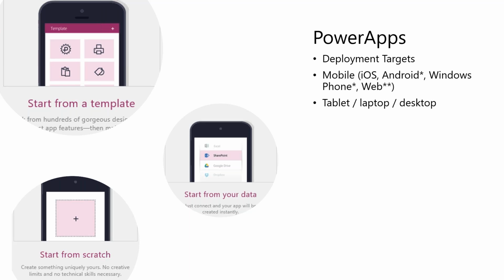In the pictures here, you can see that PowerApps is being utilized on an iPhone, and they're showing three ways to create an app. You can start from a template, you can start from scratch, or you can start from a data source. And in the picture there, they're showing Excel, SharePoint, Google Drive, and Dropbox. And the individual who was creating this app here selected SharePoint.